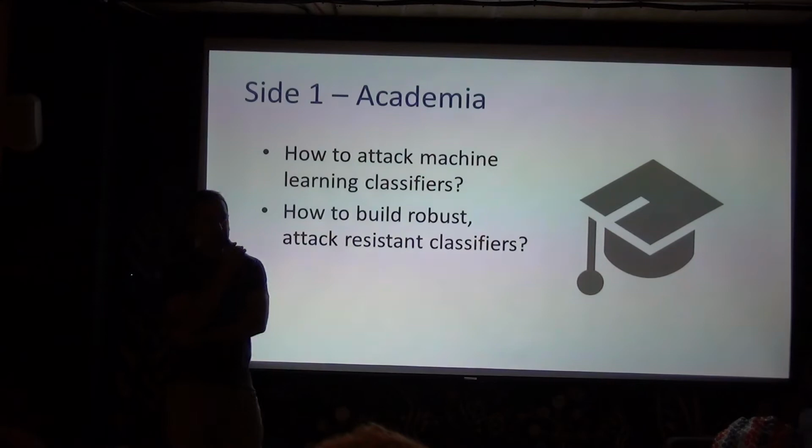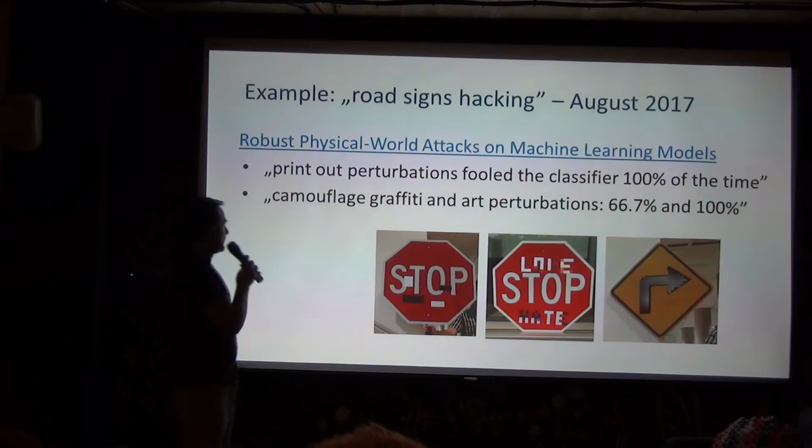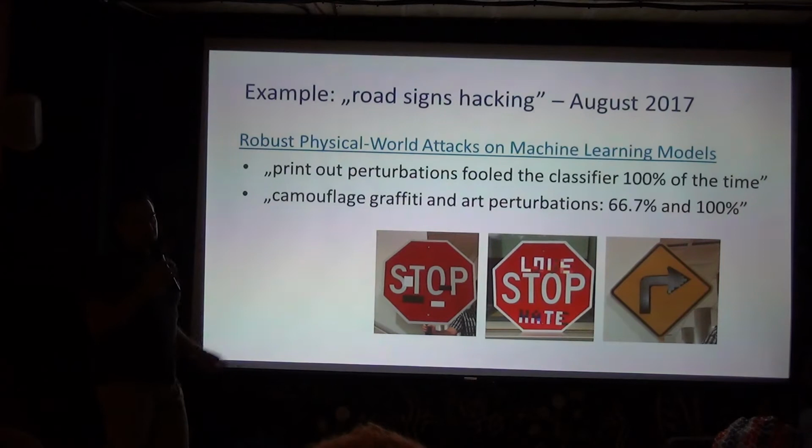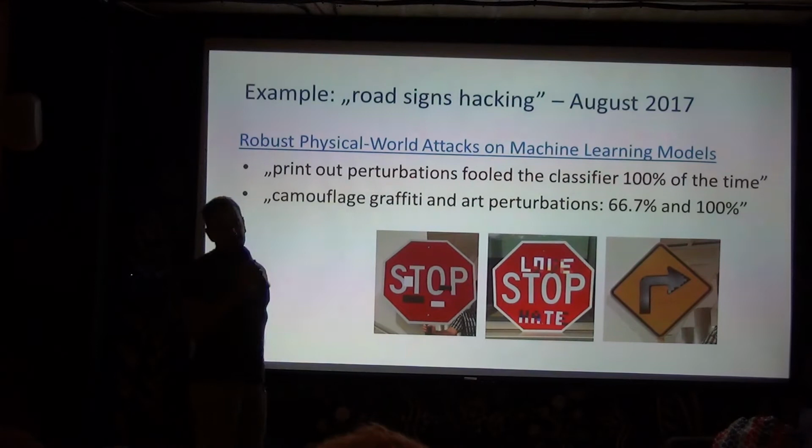For example, a new research from August 2017 attempts to fool road sign recognition with stickers, with spray and things around it, and it looks very effective. It's, let's say, the academic approach to it.